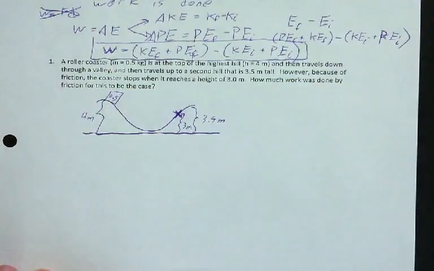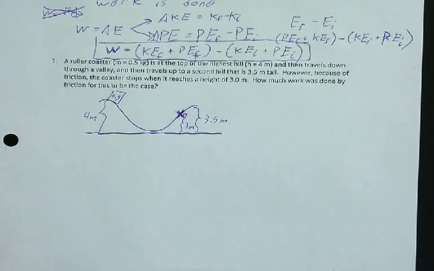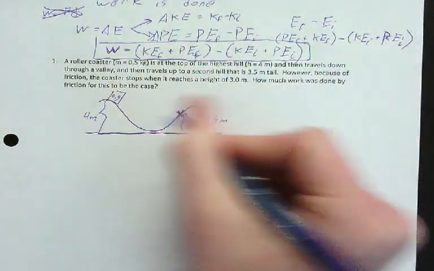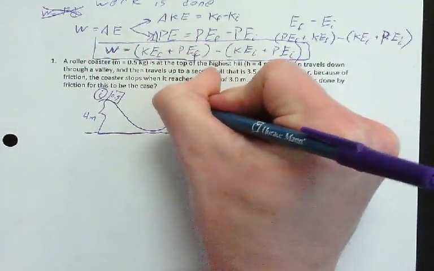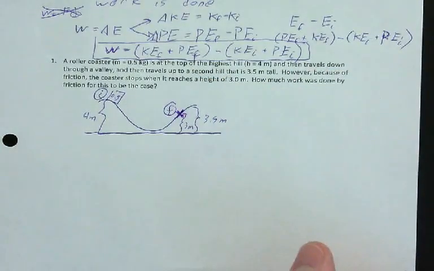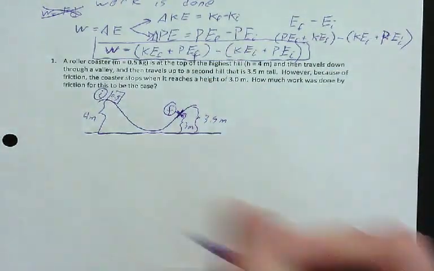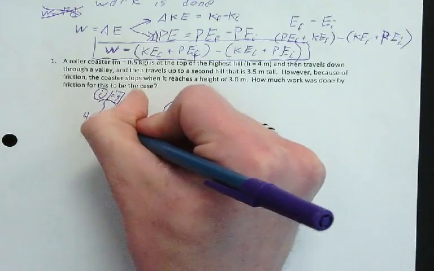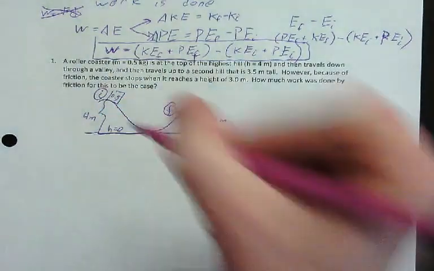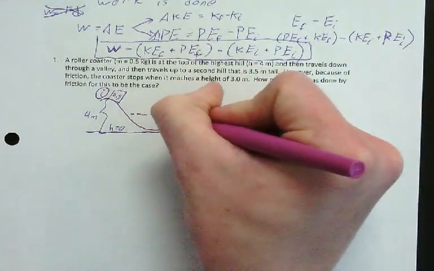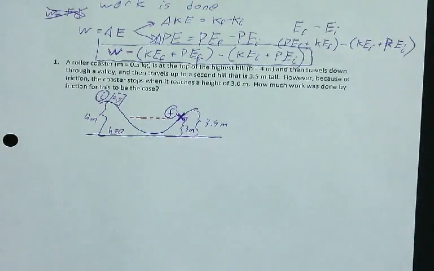So, we have a starting height. We've got an ending height. So the initial is up here. Final is here. The final is not at the top of the second hill. We don't make it that far. And then we've got to decide where 0 is. So let's go ahead and make the ground 0. But some of you might like to make... Yeah, let's do a different color.